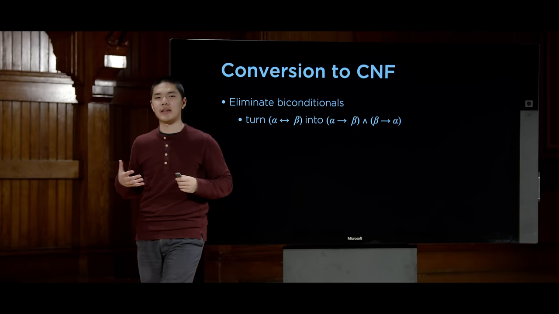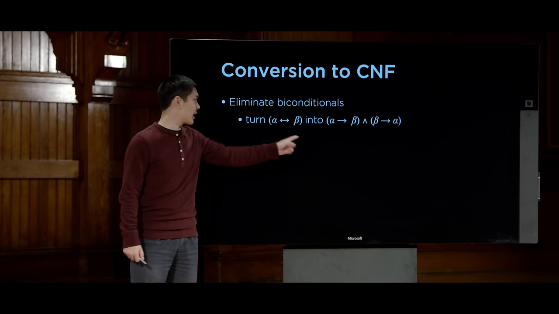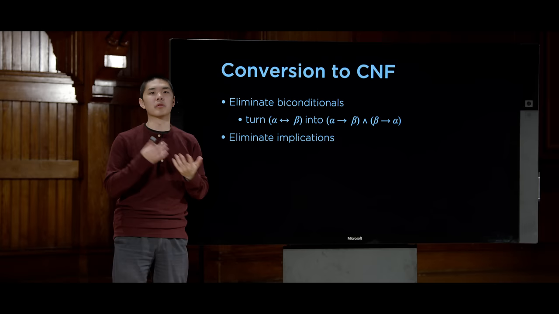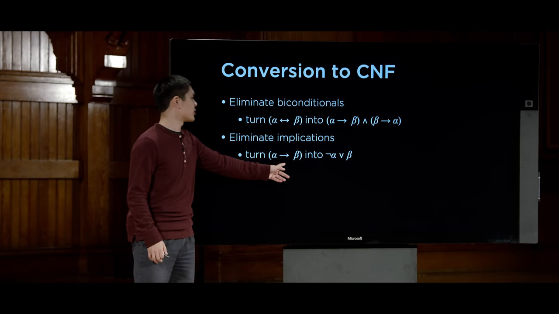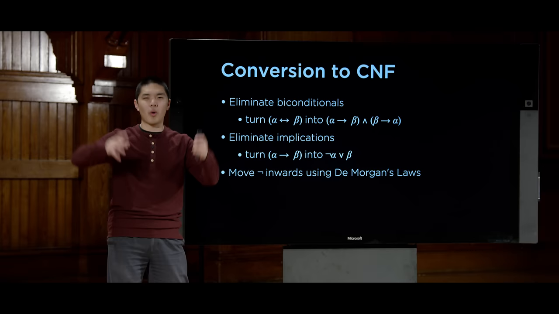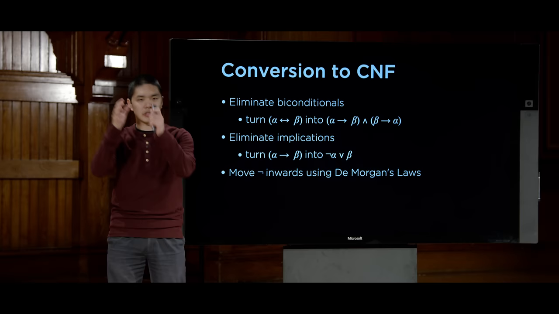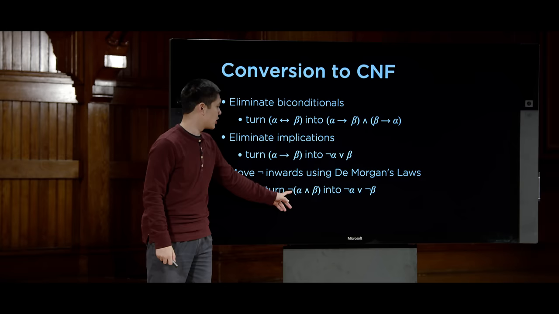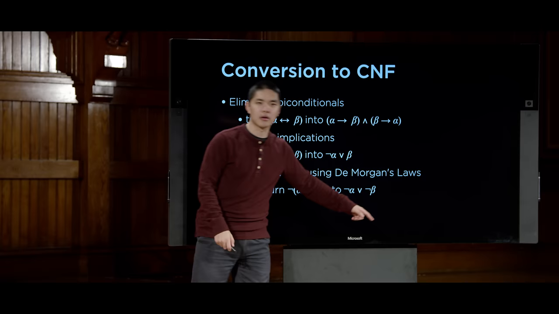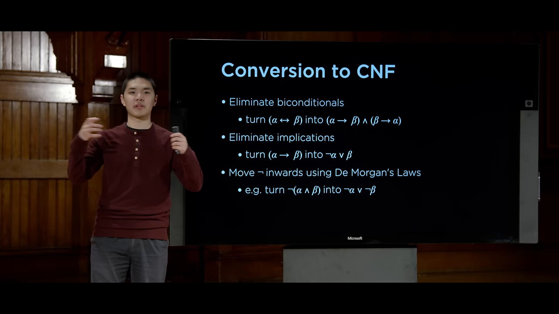Likewise, in addition to eliminating biconditionals, I can eliminate implications as well, the if-then arrows. And I can do that using the same inference rule we saw before, too, taking alpha implies beta and turning that into not alpha or beta, because that is logically equivalent to this first thing here. Then we can move nots inwards, because we don't want nots on the outsides of our expressions. Conjunctive normal form requires that it's just clause and clause and clause and clause. Any nots need to be immediately next to propositional symbols. But we can move those nots around using De Morgan's laws by taking something like not A and B and turning it into not A or not B, for example. And after that, all we'll be left with are ands and ors, and those are easy to deal with.